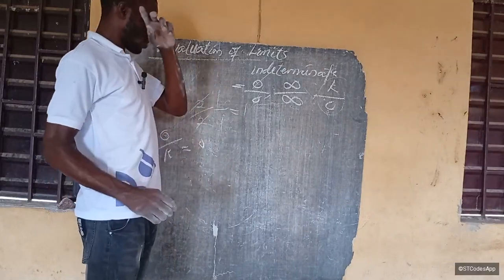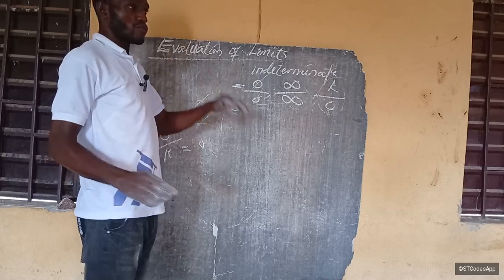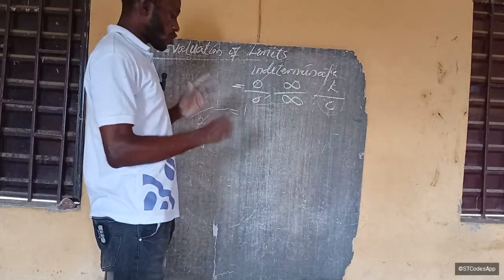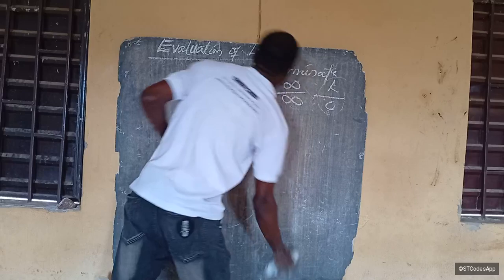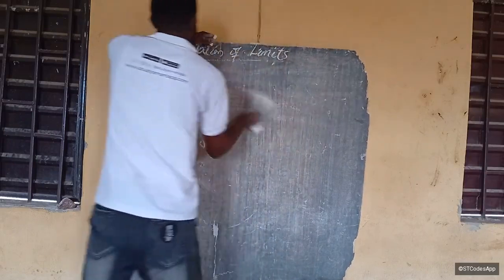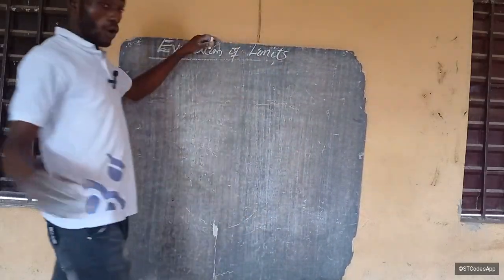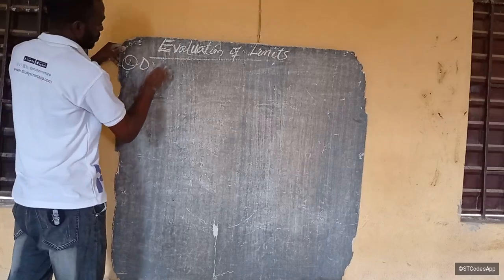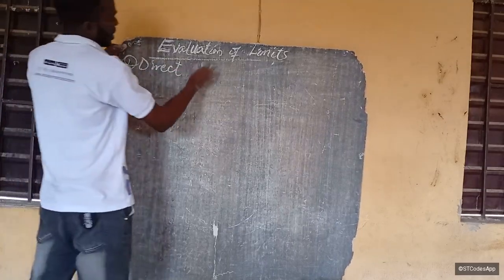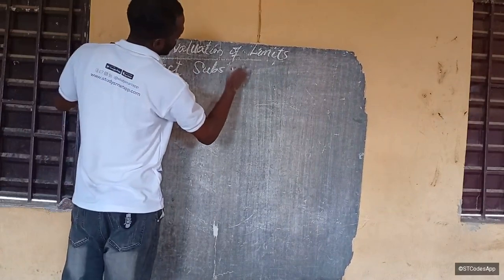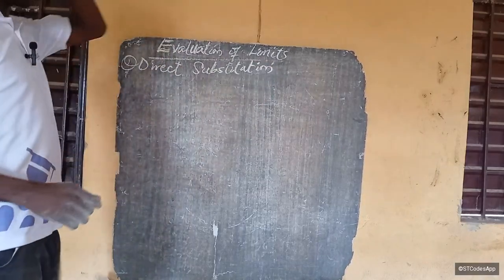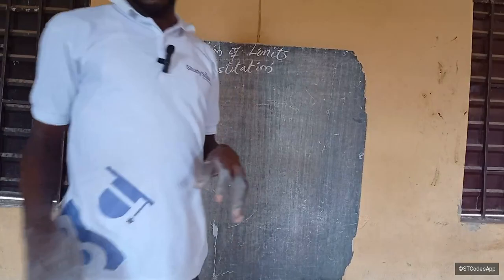Is that okay? So that is why the method of just substituting the value of the variable into it doesn't always work. So we have several methods that work though. And here are the methods. Now the first method, of course, as you rightly guessed, is the method of direct substitution. Now, how does the method of direct substitution work? Let's take some examples.